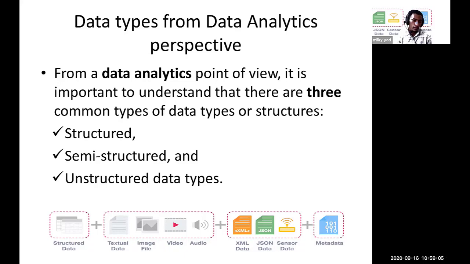And also there is a special data type called metadata. Metadata means the meaning of data, or data about data. So there are three basic data types when we see types of data from the analytical perspective: structured, semi-structured, and unstructured. Structured, for example, is SQL data and Excel data. Semi-structured, for example, is textual data, image files, video, audio, and so on. And this one is actually special markup languages like XML, or JSON data, or sensor data, and so on.